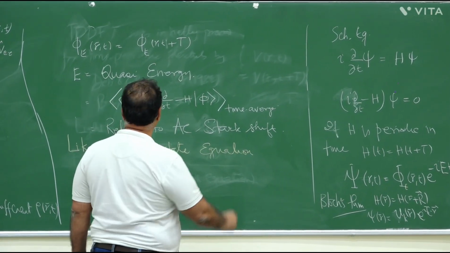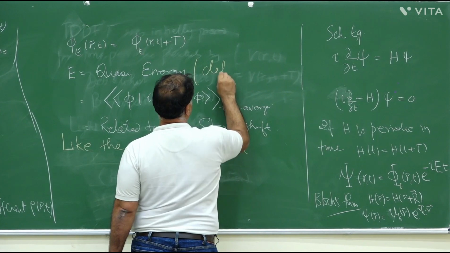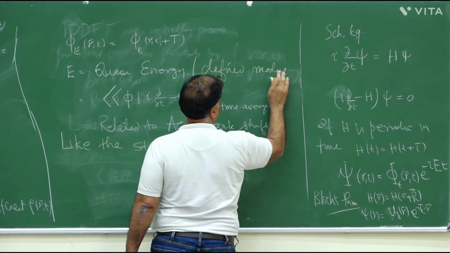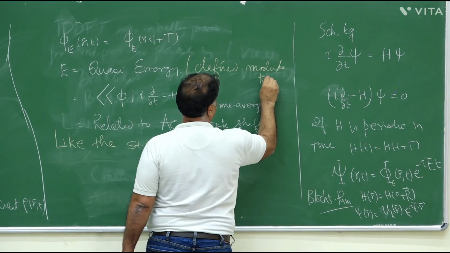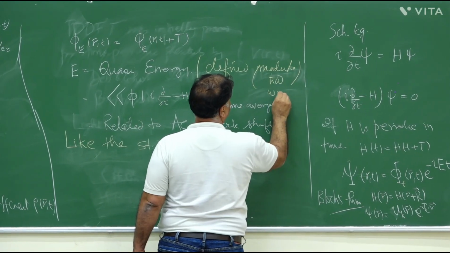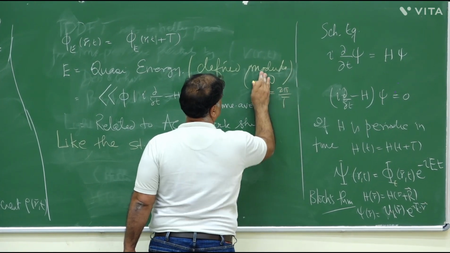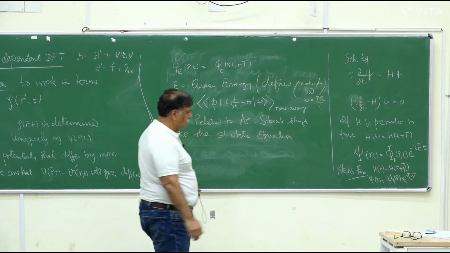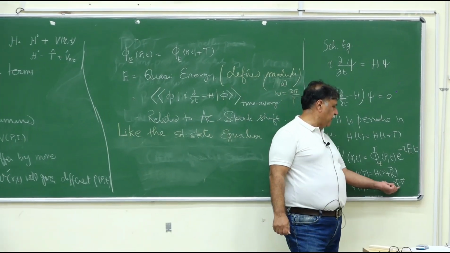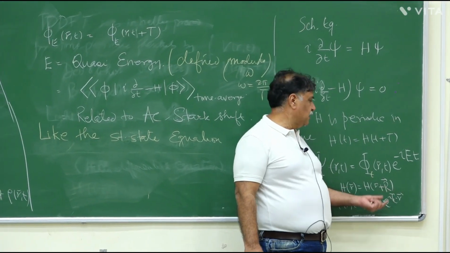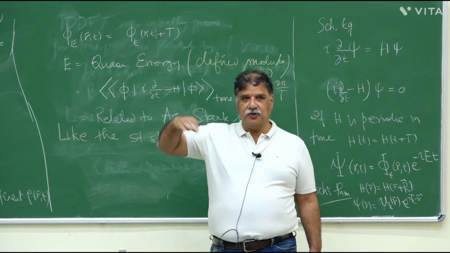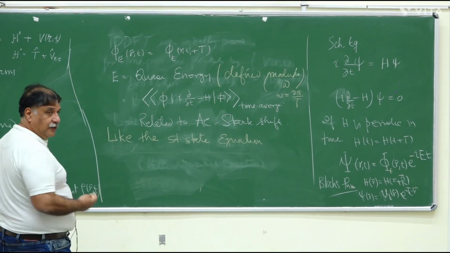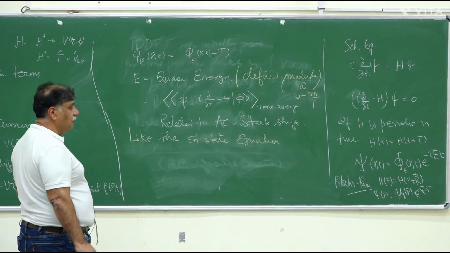By the way, I should also make here quasi energies defined modulo omega. Just like the quasi momentum in Bloch's theorem is defined within the Brillouin zone, in exactly the same manner E is defined modulo omega. Alright? So, now that we've done all this, the rest is quite easy.